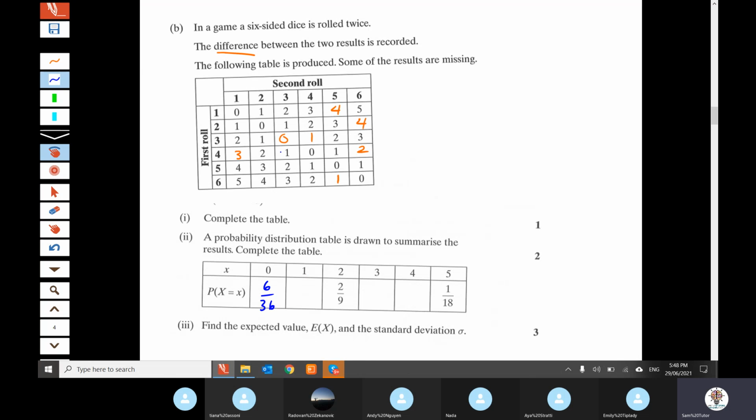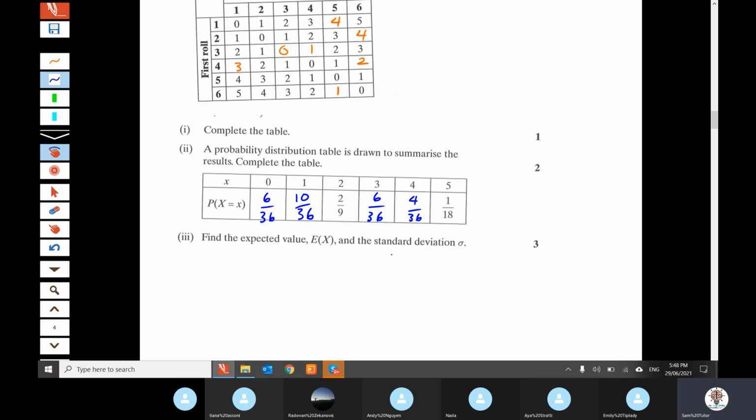For ones, 1, 2, 3, 4, 5, 6, 7, 8, 9, 10: 10 out of 36. For 2s, 1, 2, 3, 4, 5, 6: 6 out of 36. And then 4s: 1, 2, 3, 4. 4 out of 36. For 5s, 1, 2: 2 out of 36, which is 1 out of 18. Easy.